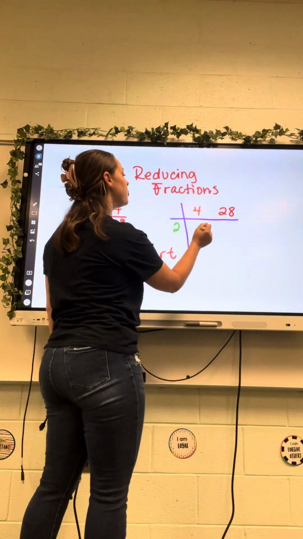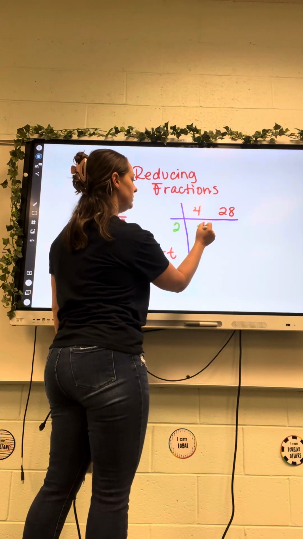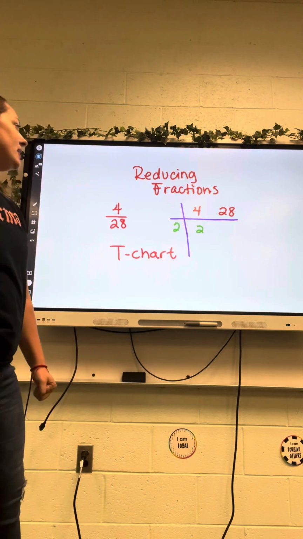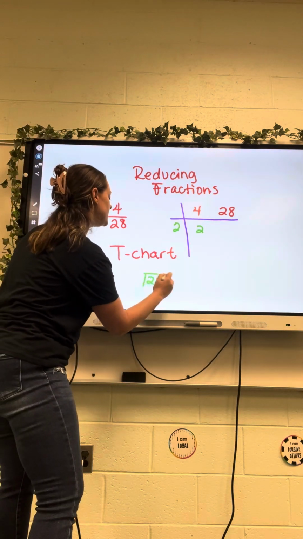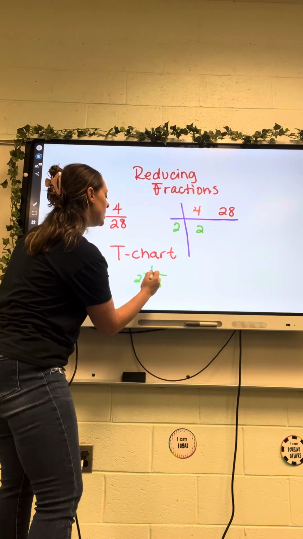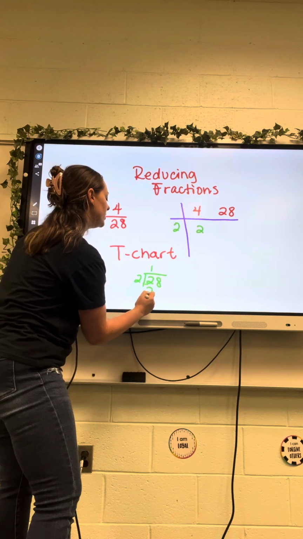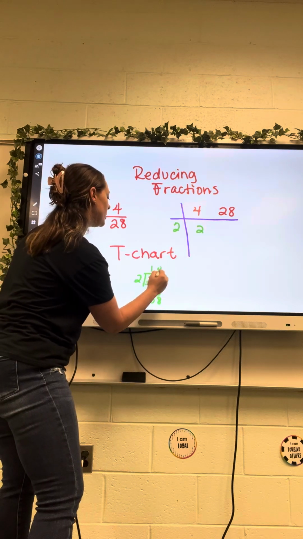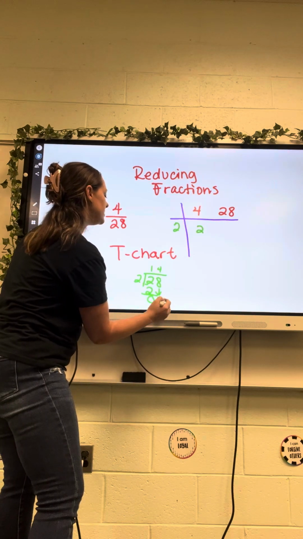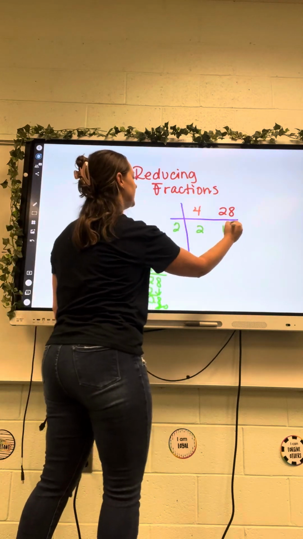So 2 times what equals 4? 2. And then 2 times what equals 28? If you don't know, just divide it. It's very simple division. 2 times 1 is 2. When you subtract that, you're left with 0. Drop that 8 down. 2 times 4 equals 8. You're left with 0. So it would be 14.